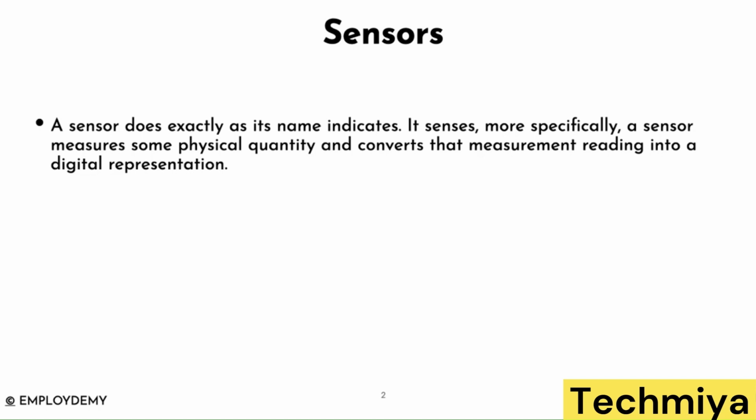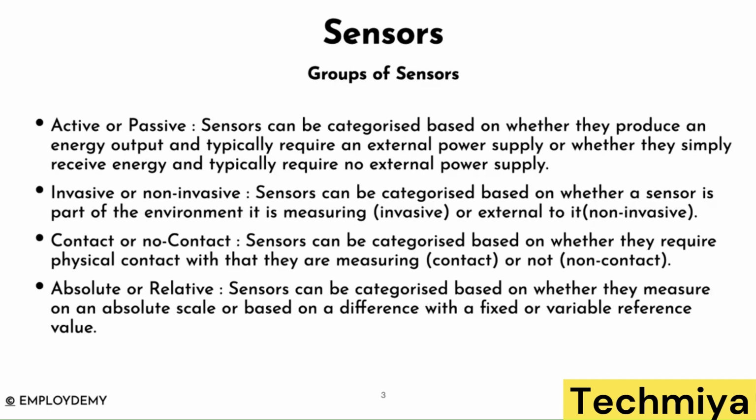Now there are various sensors that we can use in building a prototype, engineering model or a project, and there are broad classifications for these sensors also. So let's look at some of them. There are a few groups into which sensors are classified. The first one is active or passive sensors. Sensors can be categorized based on whether they produce energy and typically require an external power supply, or they simply receive energy and don't require an external power supply. If it needs an external power supply, then it is categorized as active, and vice versa for passive sensors.